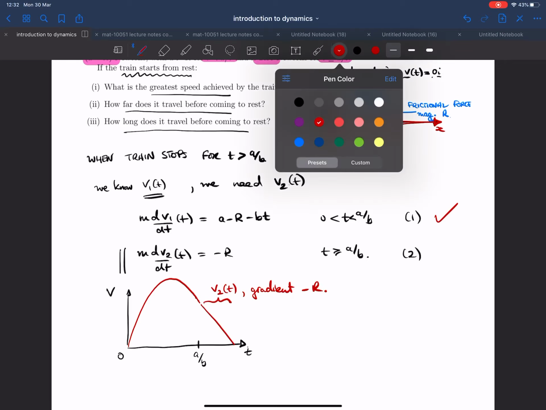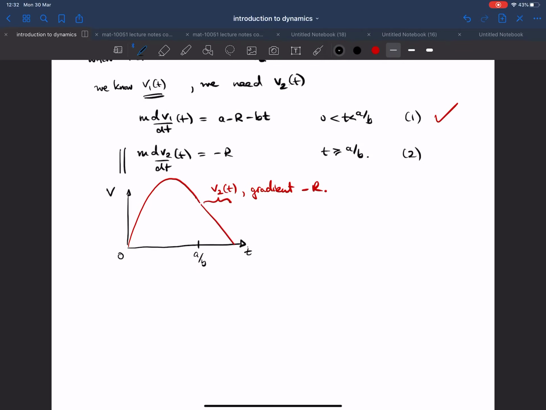So it's up to us now to solve this problem. So what should we do? First of all, it's linear here. So we have this equation to solve, which is no big deal, because r is a constant now for t greater than a over b. So this gives us v2 of t equals the integral of minus r over m.